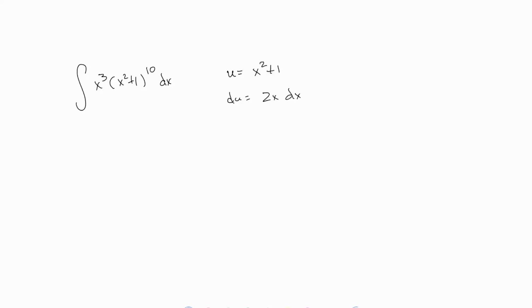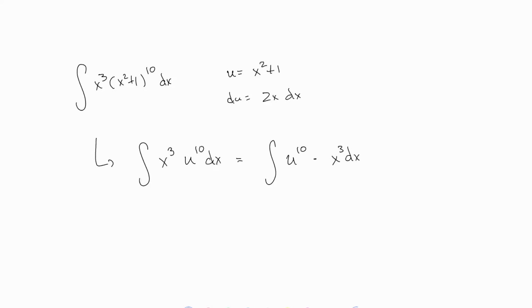And now you realize that you're going to have to do something weird. Let's try to plug in as much as possible. I would write x cubed and then u to the 10 dx. Maybe I'll put these guys together. u to the 10 I'm satisfied with. I'm not sure what to do with x cubed dx.